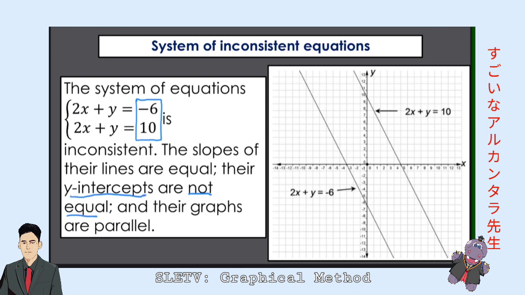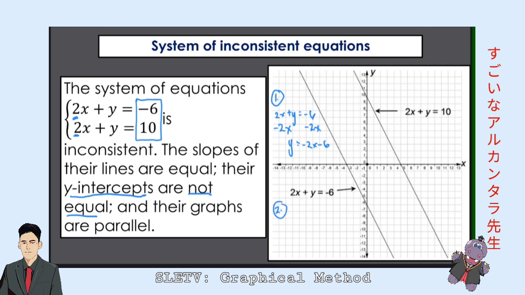And the slope is basically the numerical coefficient of the x variable. As you can notice, they have two here, both the same. The y's are also the same. But if you want it to be proven using the slope-intercept form, you can have the first equation 2x plus y equal to negative 6. Subtract 2x to both sides. You're going to get y is equal to negative 2x minus 6.